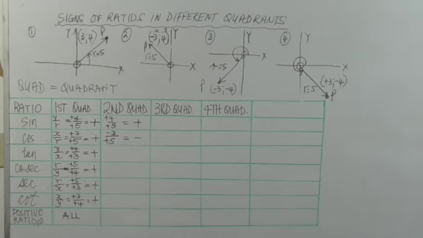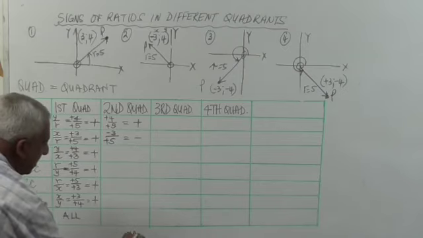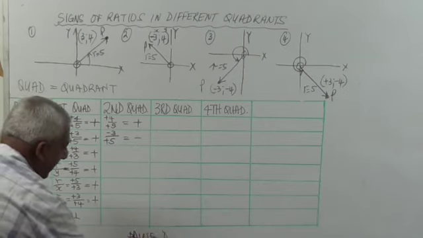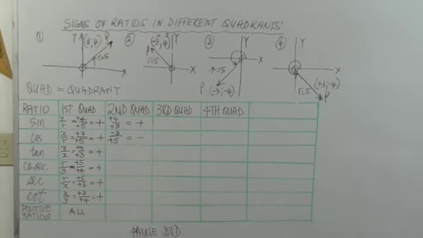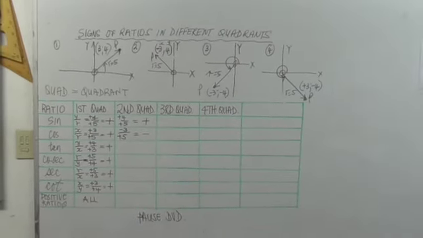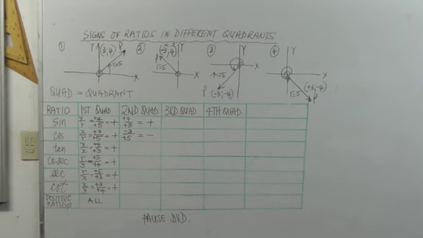So what you'll do now is pause the DVD and complete the table like I've shown you, and then come back and compare your answer with ours. Alright, pause the DVD and complete the table.